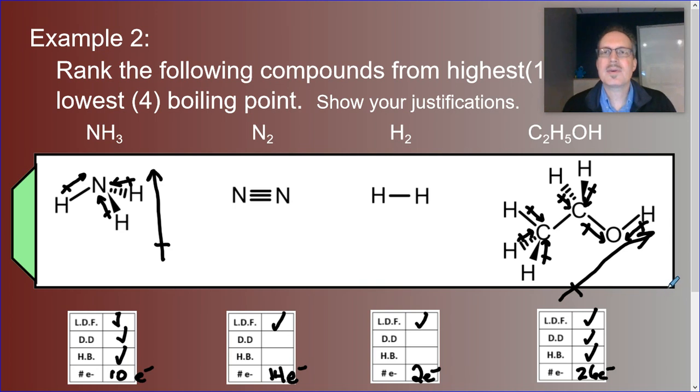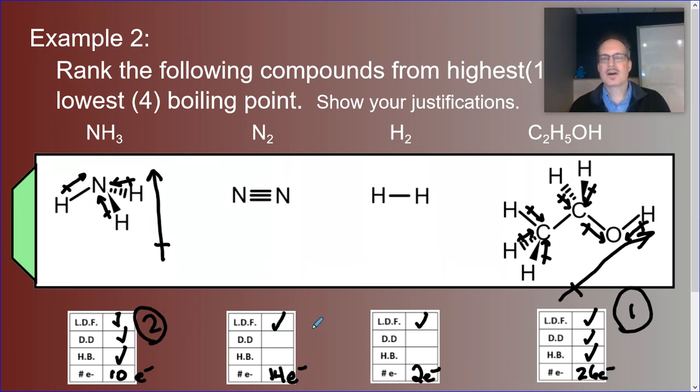So now we've got to go and we've got to rank these 1 through 4. The highest boiling point will be the one that has the most intermolecular forces. Notice, ethanol and ammonia have a tie. When we have the tie, the first thing we look at is number of electrons. Well, ethanol has 26, so this is going to get the number 1 for the highest boiling point. This one over here is going to get the number 2.